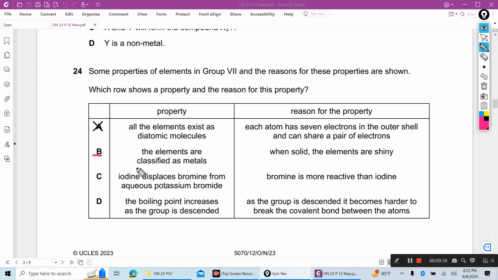The elements are classified as metals. No, they are not metals. Group 7, this is wrong. Iodine displaces bromine. No, iodine cannot displace, iodine is less reactive. This is wrong. The boiling point increases as the group is descended. No, the boiling point increases as the group is descended, so this is wrong. A is the correct answer.